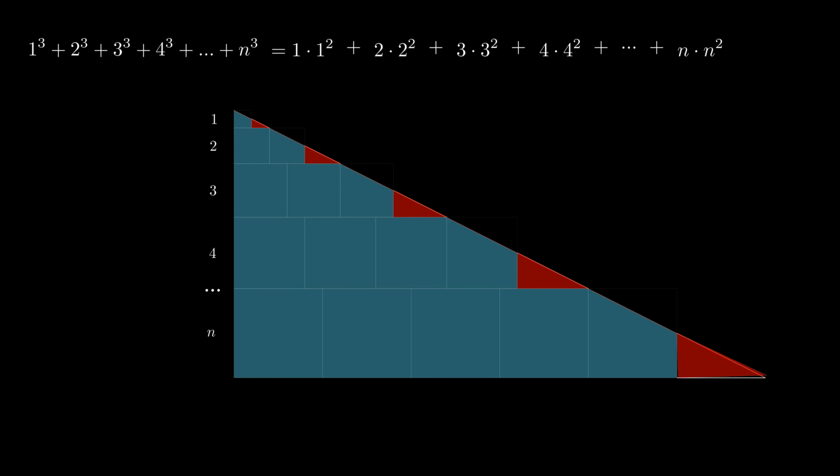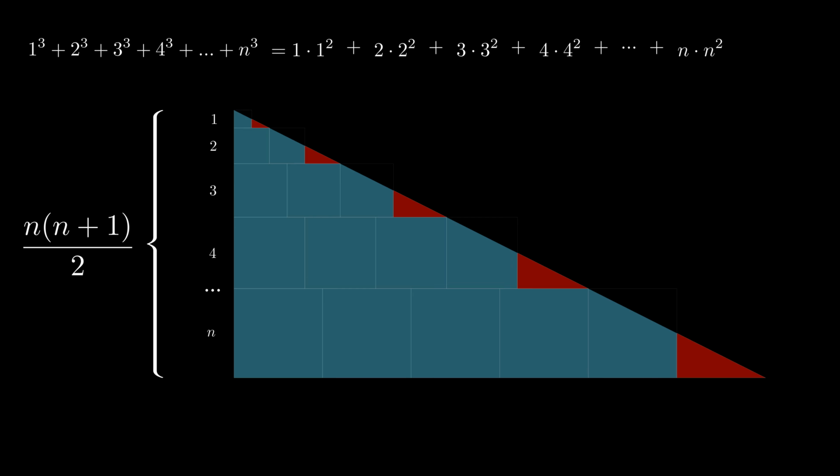We rotate these little red squares 180 degrees clockwise, and the sum of the areas of all the small squares forms the area of a large triangle, and the sum of the cubes from 1 to n is equal to the area of the big triangle. The height of this great triangle is equal to the sum of the series of equal differences from 1 to n, which is n times n plus 1 divided by 2.